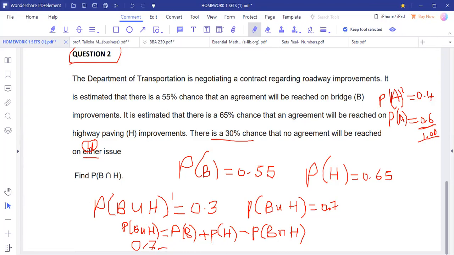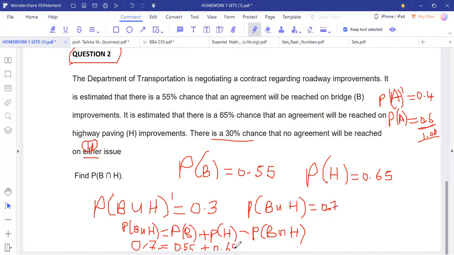0.55. Okay, so we can sort this out using equations. Here is 0.55. Then the other one is plus the probability of H, which is 0.65, right? So this is 0.65. So let's solve for the other one. When that one crosses the equal sign, it will become a plus, not so? Are we together?